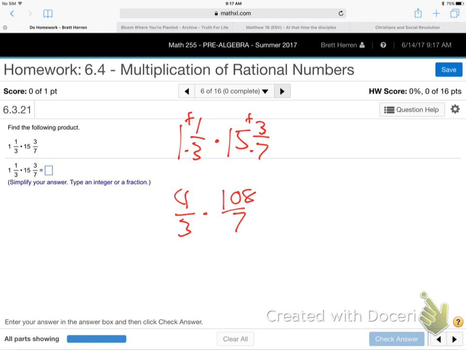So I'm going to go another step. We good to there? So now we try to cross cancel if we can. Does 3 go into 108? Yeah, try it in your calculator. It would be 36 times. And then we go straight. 4 times 36 is 144 over 7.